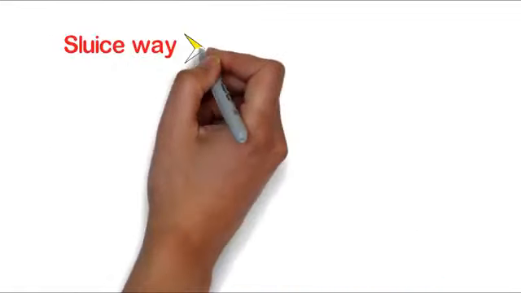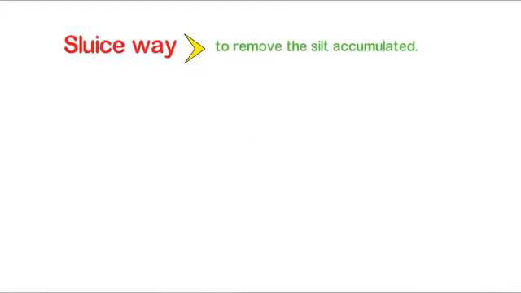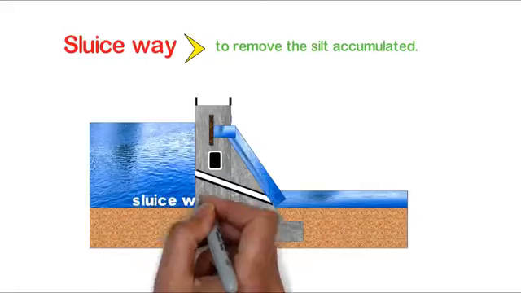Next major component is the sluiceway. The main purpose of the sluiceway is to remove the silt accumulated inside the dam. This is the sluiceway.